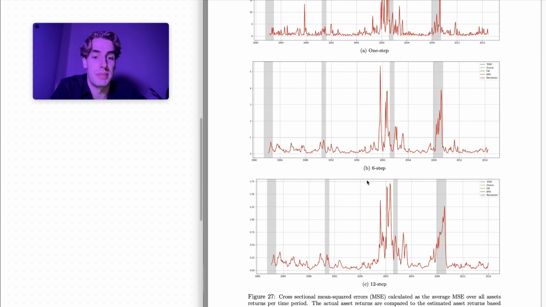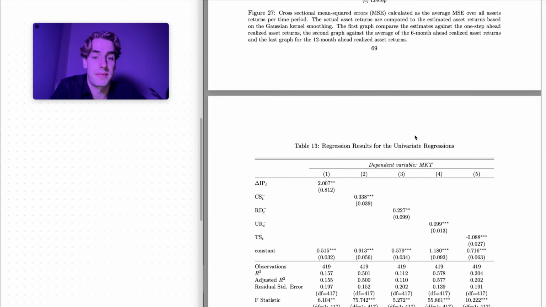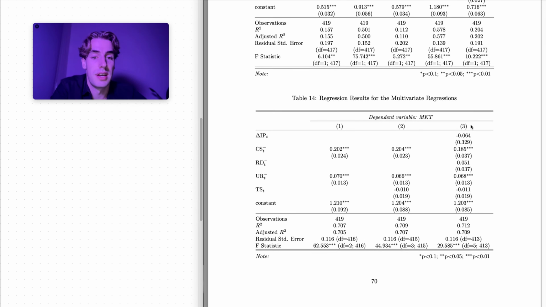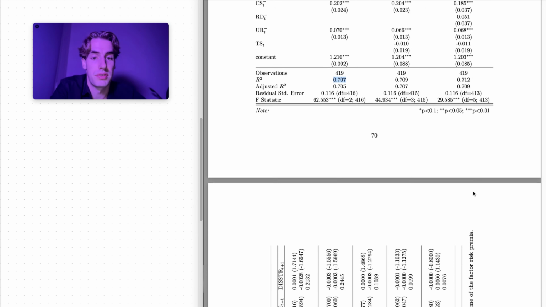And then some rolling mean squared errors of the different methods, which are overlapping. And these are the regression results for the univariate regressions of the market risk premia on the different macroeconomic variables. We see they are all statistically significant, but when we combine them, we actually see that a model of only a credit spread, unemployment rate, and a constant already has an R squared of 0.7, which almost doesn't improve as we add more variables.